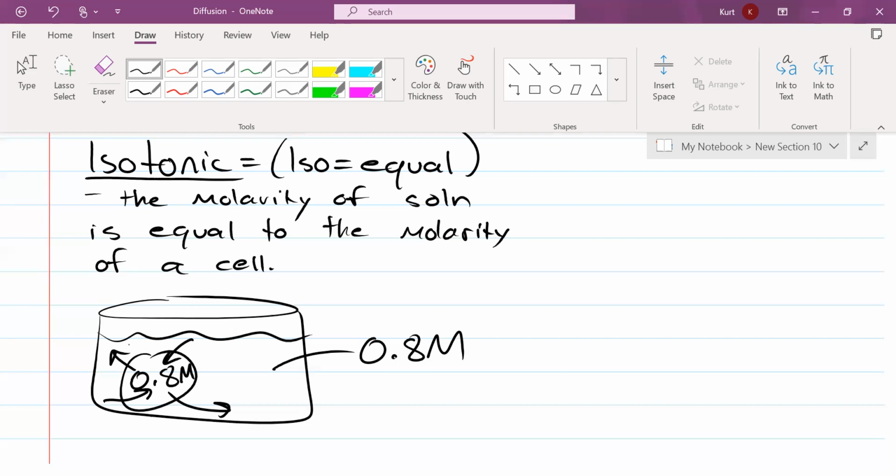what's that C word that I told you? Crenated. Yeah, crenated. I told you crenation is where they shrivel. They were crenated.